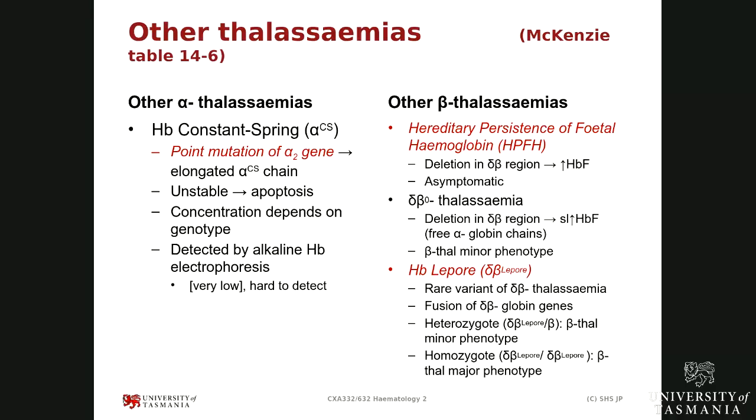So the beta thalassemias that you need to know of: there's one called hereditary persistence of fetal hemoglobin, and due to a deletion in the delta beta region that you can see there, we get increased production of hemoglobin F.